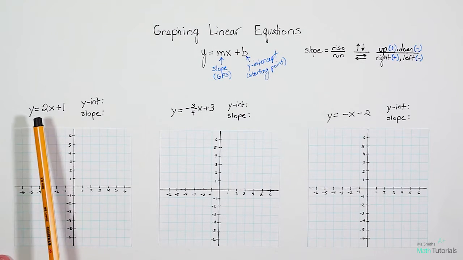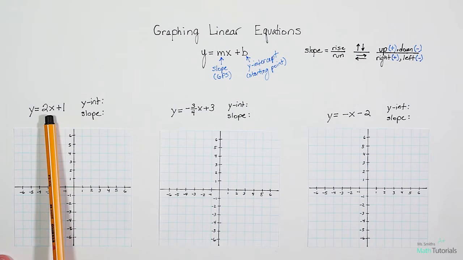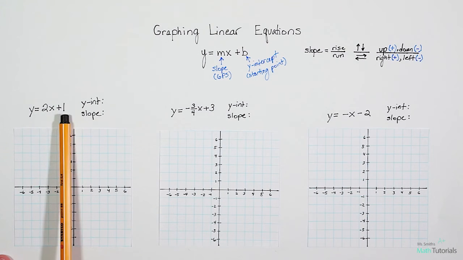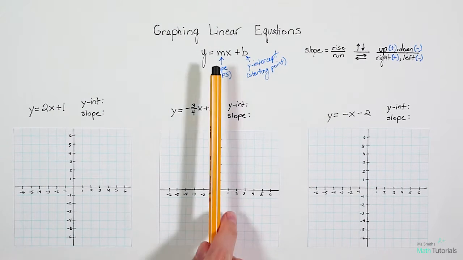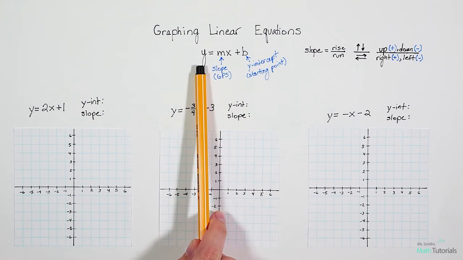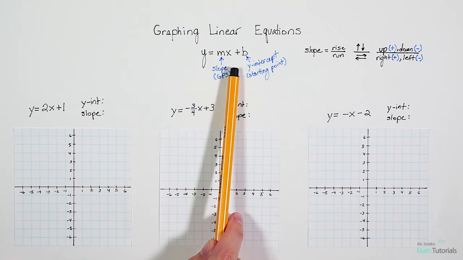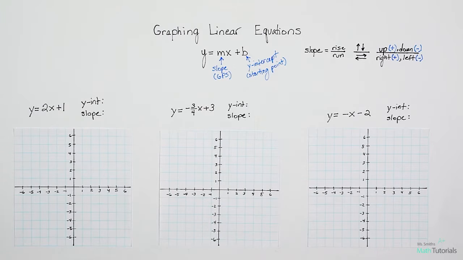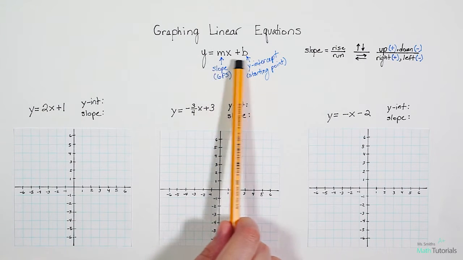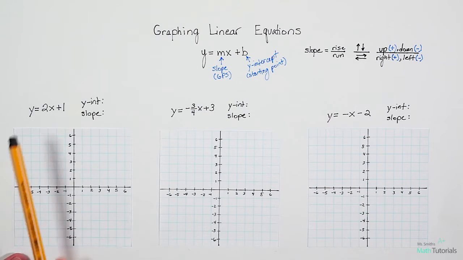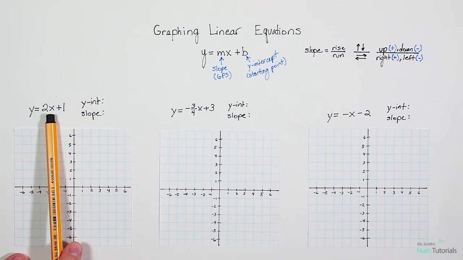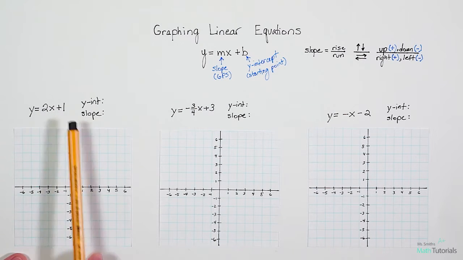In this first example, we've got y equals 2x plus 1. The first thing we want to check when we look at this problem is, is it in the right form? Remember, we said standard form for a linear equation is y equals mx plus b. And the values could be positive or negative, and that's fine, but it needs to be in this form. When I look at this, I just read it to myself. I just think y equals mx plus b. Okay, yeah, it's in the right form.